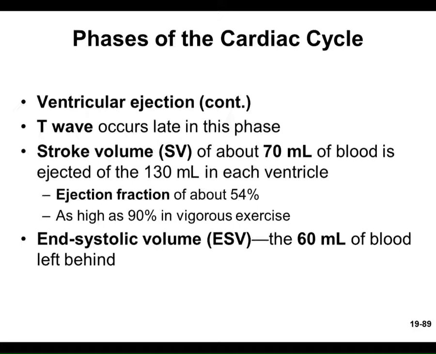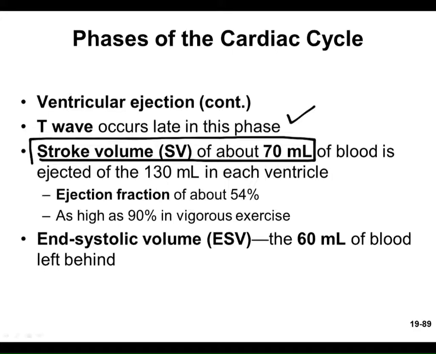We'll then continue to eject blood from the ventricles. The T wave will occur. That means that the ventricles are going to start to repolarize or relax. How much blood the heart just ejected is going to be called the stroke volume. So I just squeezed the ventricles, and on average, I'm going to squeeze 70 milliliters of blood out. How much was there in the beginning of the contraction? 130. Only 70 gets squeezed out.